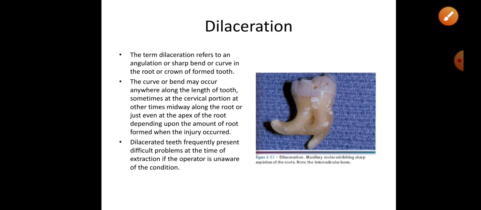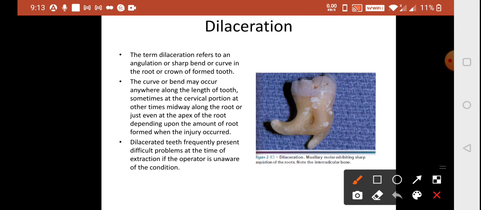Next comes dilaceration. So the etiology can be asked. In dilaceration, the curve or bend may occur anywhere along the length of the root, sometimes at the cervical portion, at other times along the root, or just even at the apex of the root, depending on the amount of root that is formed whenever the injury has occurred.